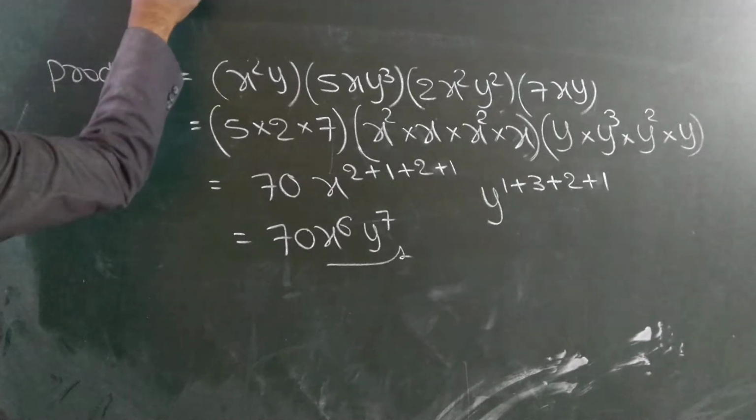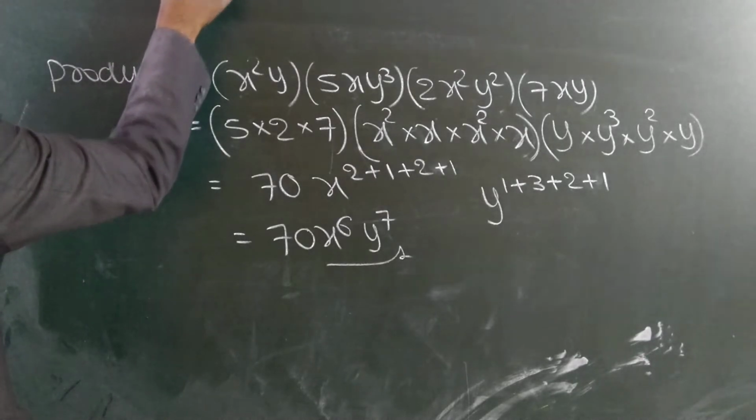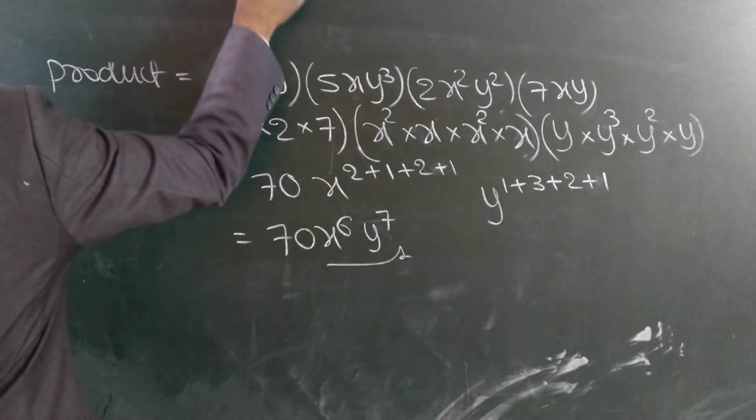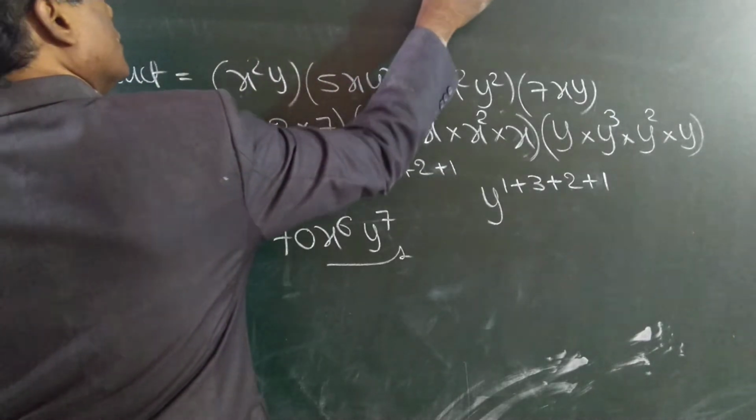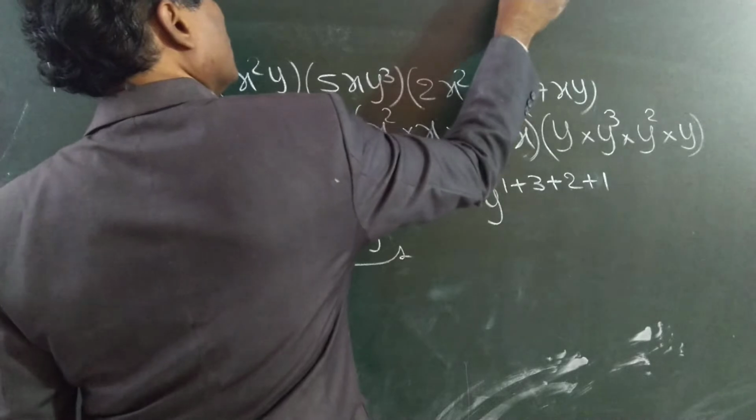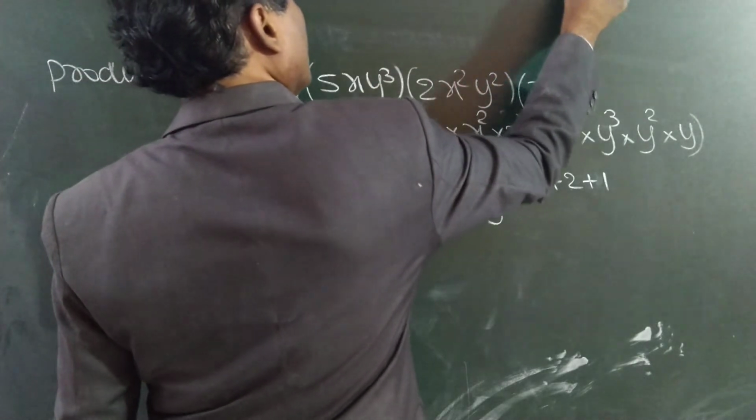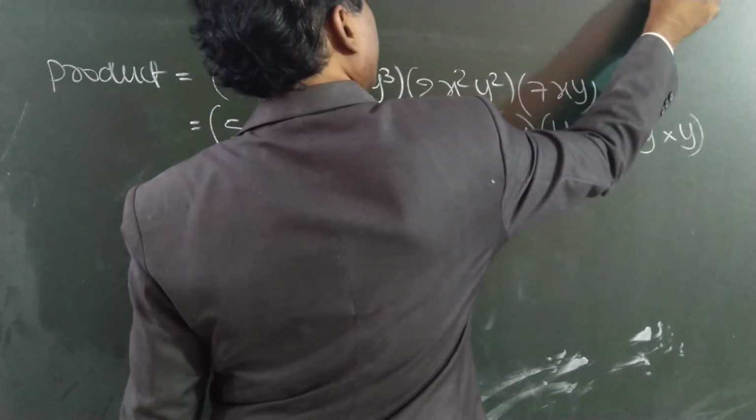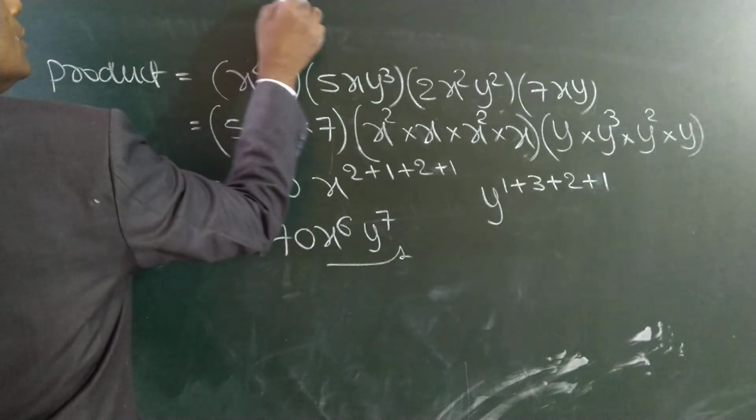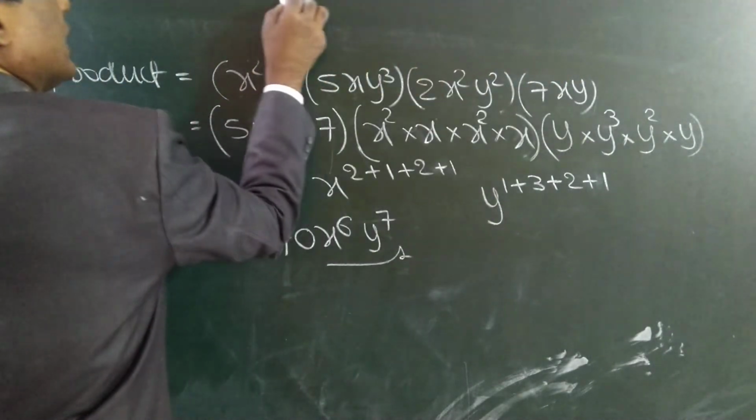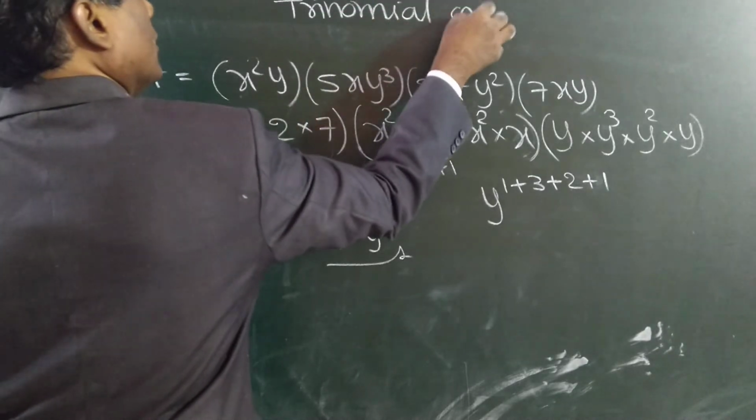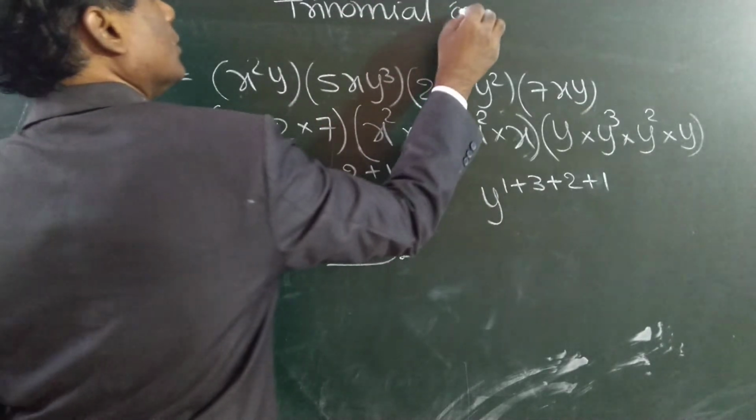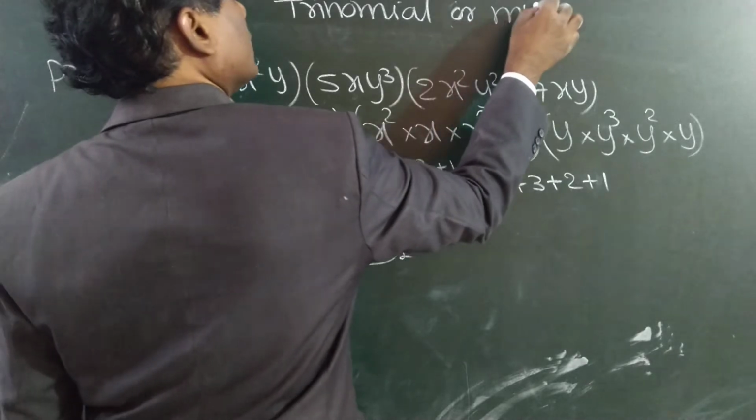Write down this side heading. Multiplying the monomial with binomial, trinomial or multinomial.